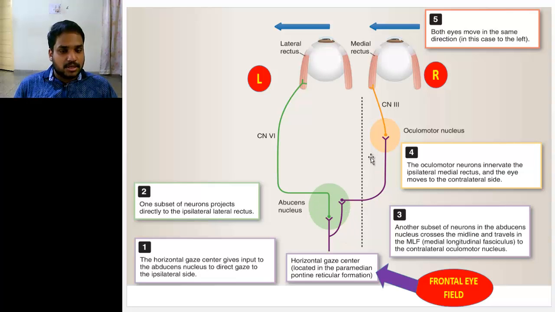Now there is a tract, the right medial longitudinal fasciculus, connecting the right oculomotor nucleus with the left abducens nucleus. So the impulses from the abducens nucleus reach the oculomotor nucleus through the right medial longitudinal fasciculus, and the oculomotor nerve supplies the medial rectus muscle. The medial rectus is also contracted simultaneously, so this eye is adducted and this eye is abducted. Both eyes are moving in the same direction, and the person is able to look to his left. So this is the concept of horizontal gaze.